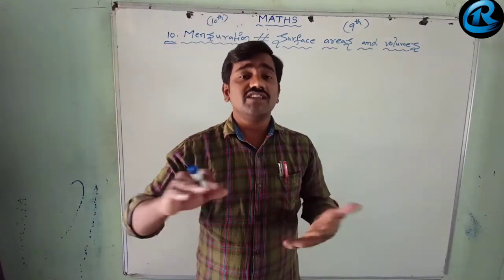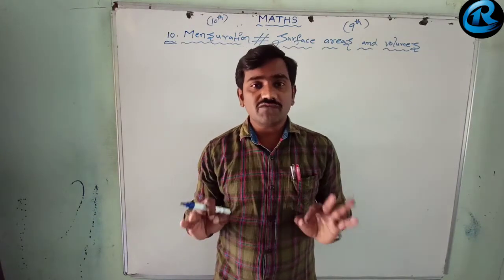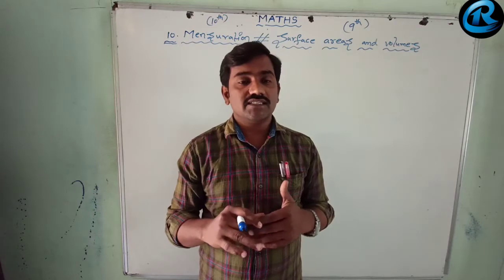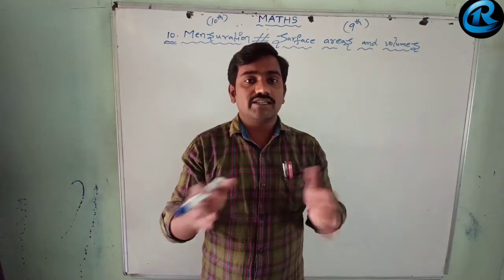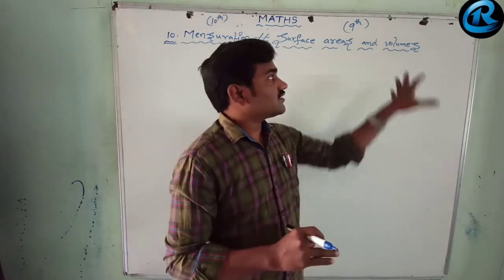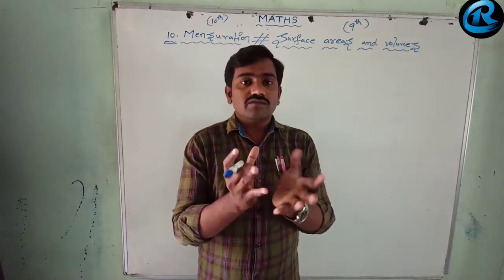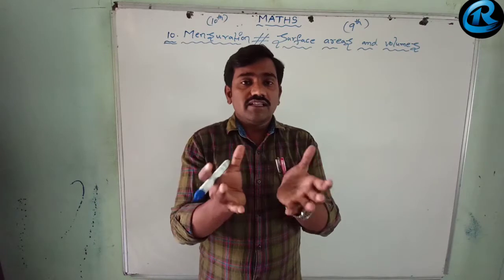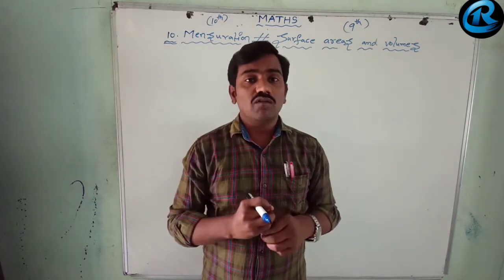What is the meaning of a surface area? The flat area is known as the surface area. The flat areas on an object, that's called surface area. What is the meaning of volume? The things which can be held in an object, that is called volume.